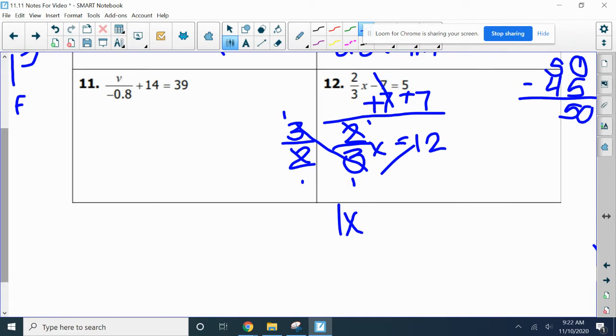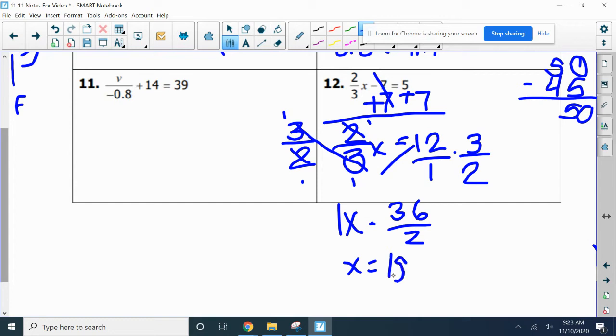And then what we do to the left side, we have to do to the right side. So times 3 over 2. 12 times 3 is 36. 1 times 2 is 2. And 2 goes into 36 18 times. So we're left with x equals 18. Awesome, guys.